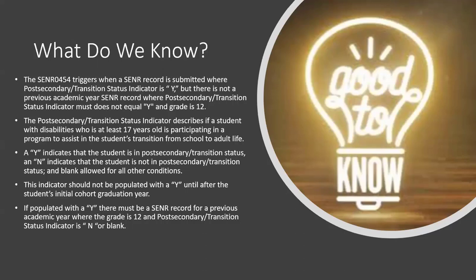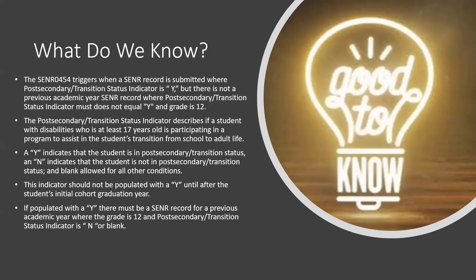And the yes or no indicates whether or not the student is in a transition status. Are they receiving services that are assisting them go from academia to real life? They're transitioning from school to an adult life. We also know that the indicator should not be populated with the Y until after the student's initial cohort graduation year. So that's something we want to identify: is this the student's initial 12th grade year? Is this the year that they would normally be expected to graduate on the 4-year cohort plan, right? The reference for the cohort is the CALPADS data guide.